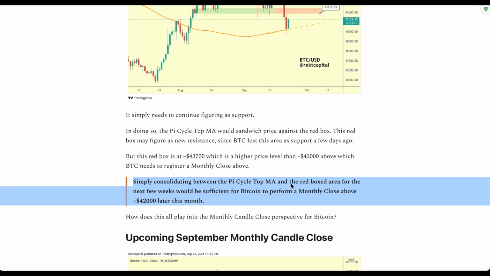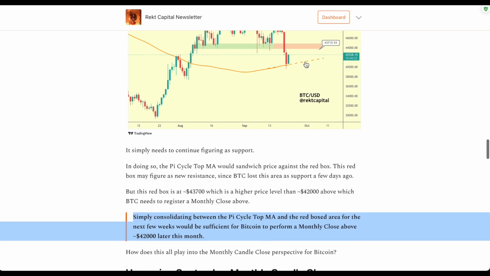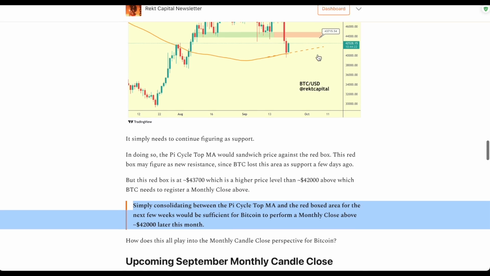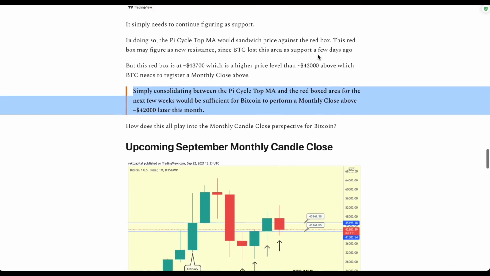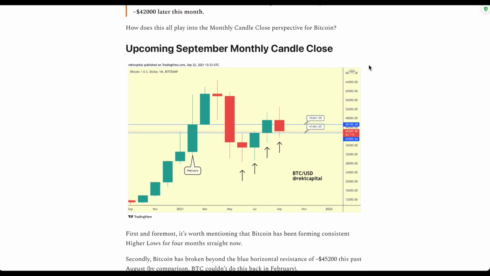So if the Pi cycle top can support a consolidation period, can support an ascending triangle, for instance, this being the uptrend line and this being the top of that ascending triangle, that would be really interesting. Could we see consolidation inside here for a few days heading into the end of the month? Because the most important thing to talk about this upcoming September monthly candle close is that we've seen for the past 4 months consecutive, consistent higher lows on the monthly. And you can see that this is an uptrend, a technical uptrend that cannot be ignored.